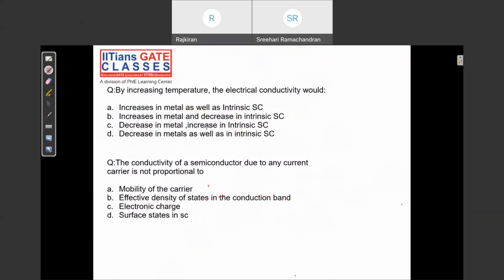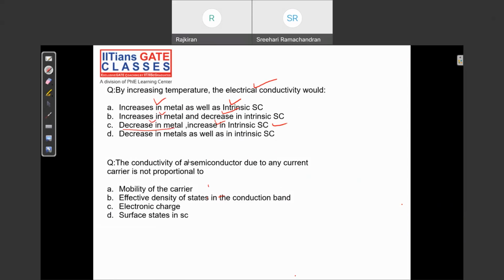By increasing temperature, the electrical conductivity would: increase in metal as well as intrinsic semiconductor; increase in metal, decrease in intrinsic semiconductor; decrease in metal, increase in intrinsic. Which will be right? C. If you increase temperature, it will definitely decrease in metal and increase in intrinsic semiconductor, given the temperature coefficient of resistance. So C is right.